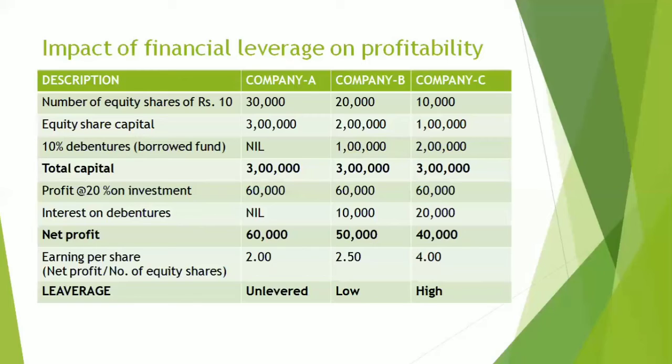Okay. Financial leverage. Now what is the leverage? Company C is high, company B low, and company A unlevered because it has not issued any debenture. So I think you must have understood what is financial leverage. Financial leverage means proportion of debt in the total capital. So here company C has more amount of debt compared to owner's fund, and here company C is getting high earning per share because rate of return on investment is higher than rate of interest on debenture.